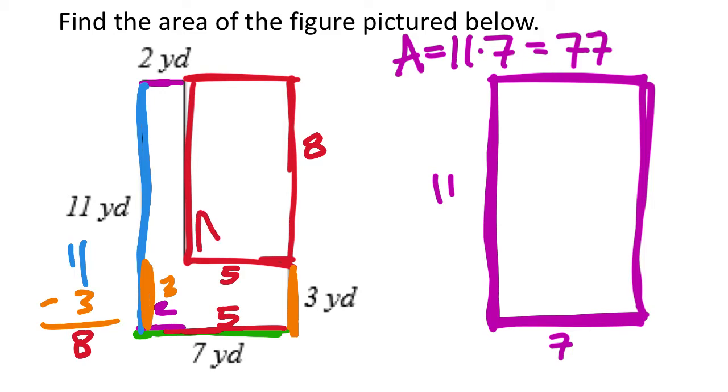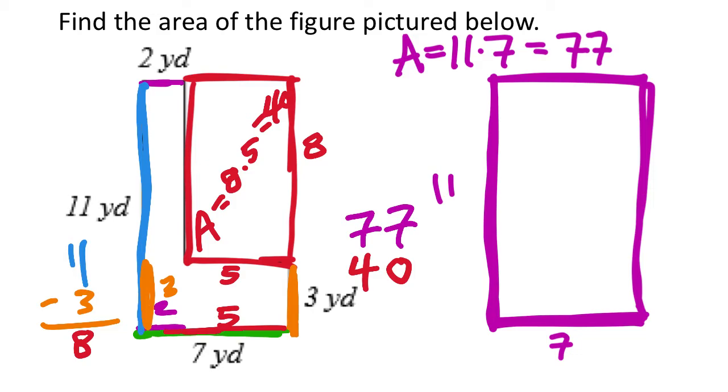And again, I need to find the area of this rectangle here, which is 8 times 5. That's 40 square yards. So to solve for the total area of the original shape, I would take the area of the purple and the area of the red. Purple is 77 square yards. Red is 40 square yards. And all I'm going to do is subtract these. So 7 minus 0 is 7. 7 minus 4 is 3. And you see we get the same exact answer. 37 square, almost put feet on that, yards.